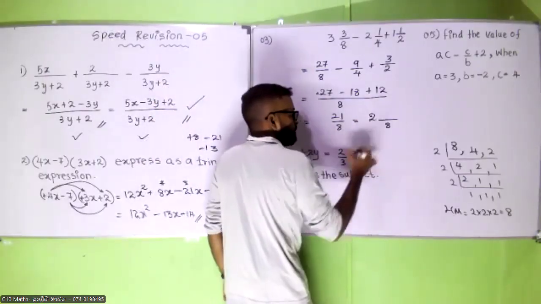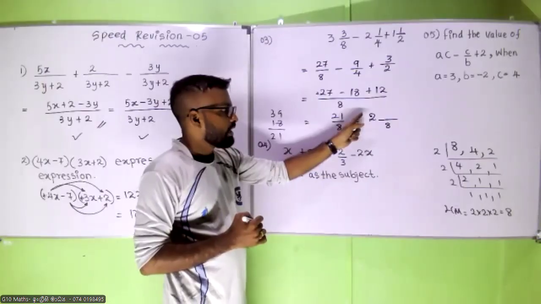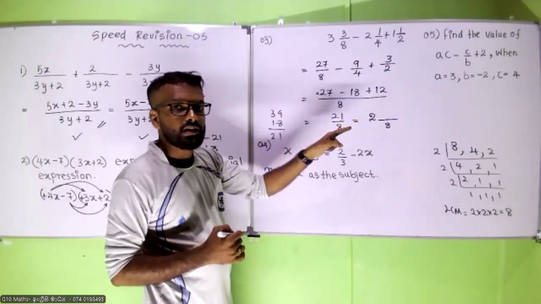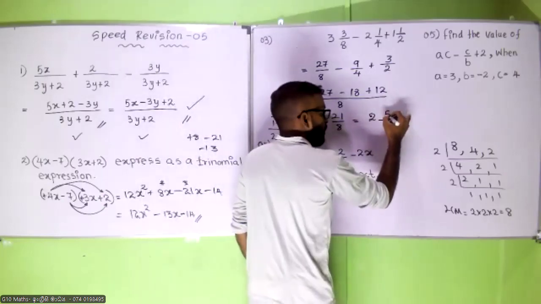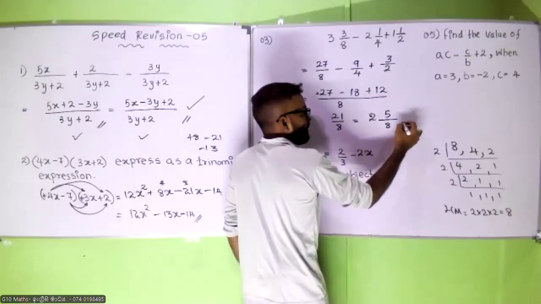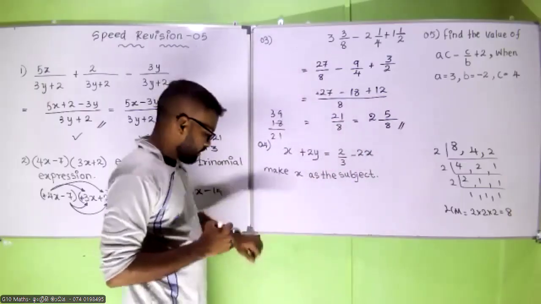So the whole number part is 2. 8 times 2, 16. What is the rest? 21 minus 16, 5, right? Then 16 plus 5, 21. 21 divided by 8. Right?